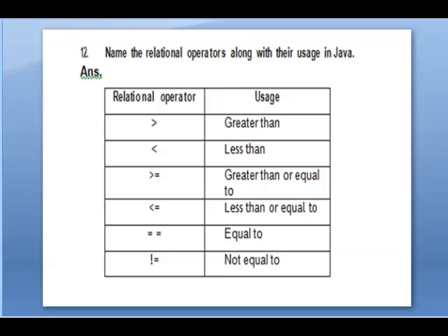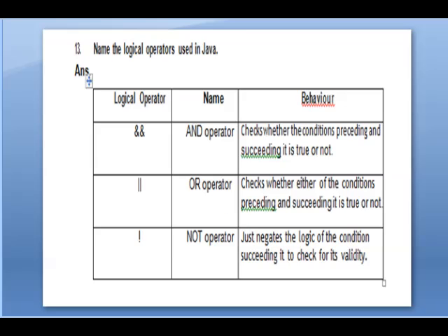Next is question number 13. Name the logical operators used in Java. Logical operators: AND operator, OR operator, and NOT operator. AND operator checks whether the conditions preceding and succeeding it are true or not. OR operator checks whether either of the conditions preceding and succeeding it is true or not. NOT operator just negates the logic of the condition succeeding it to check for its validity.